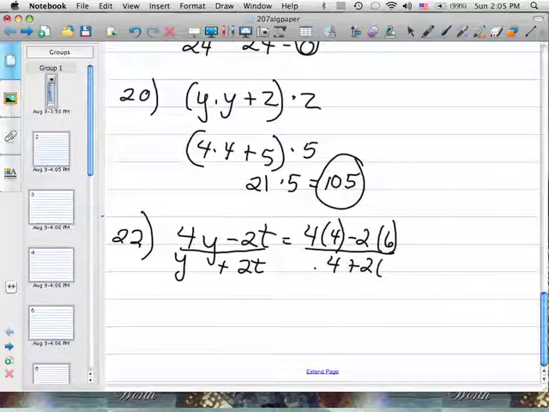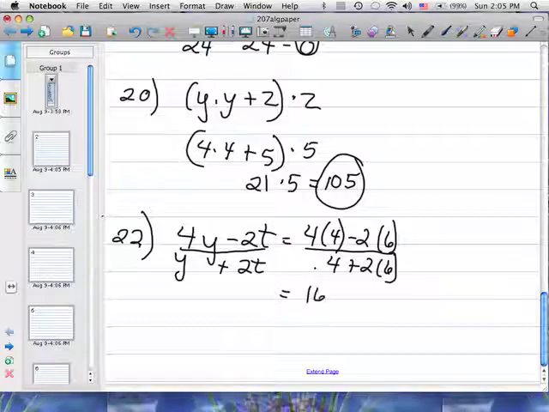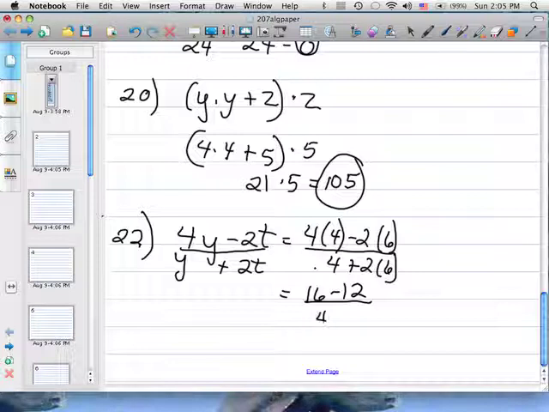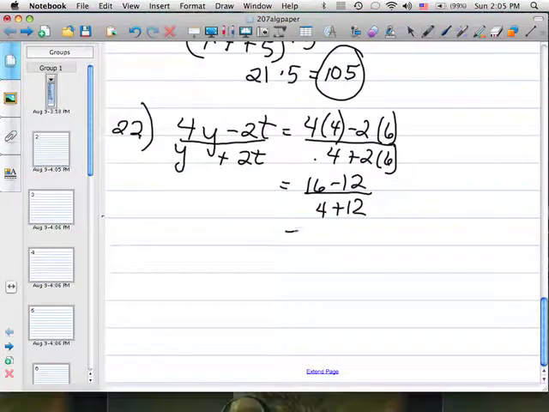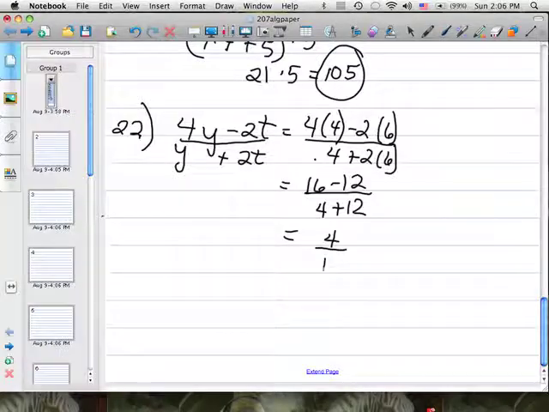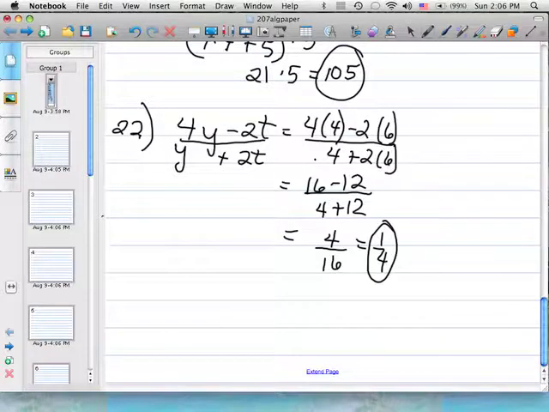Problem number 20, we have y times the quantity y plus z in parentheses times z. Y is 4, so we have 4 times 4 plus z, which is 5, in parentheses, and then times 5. 4 times 4 is 16. 16 plus 5 is 21. And 21 times 5 is 105.